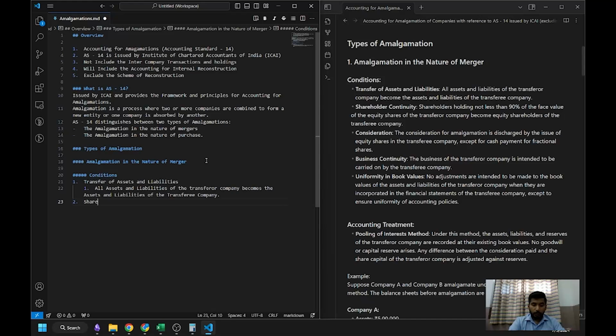Then second is the shareholder continuity, meaning shareholders holding not less than 90% of the face value of the equity shares of the transferor company become the equity shareholders of the transferee company.